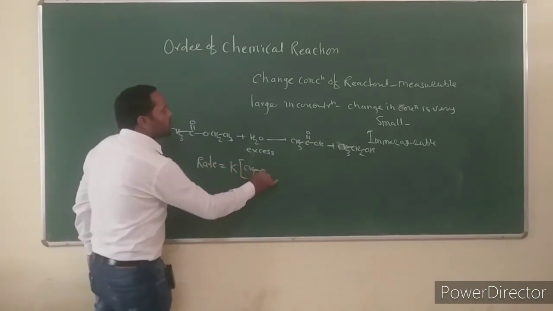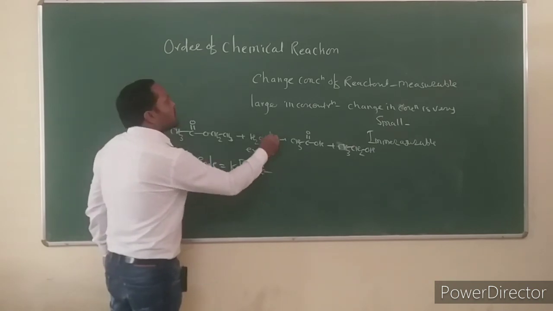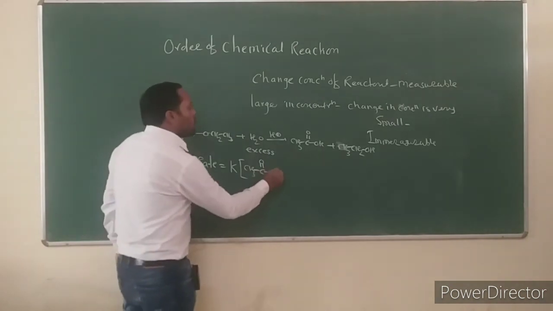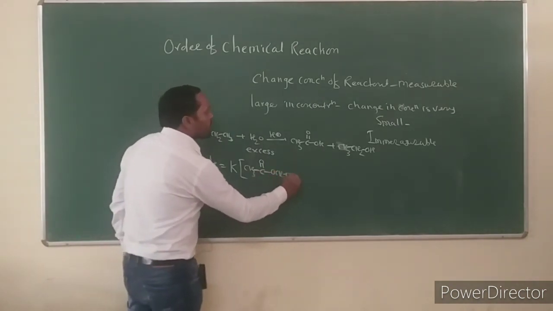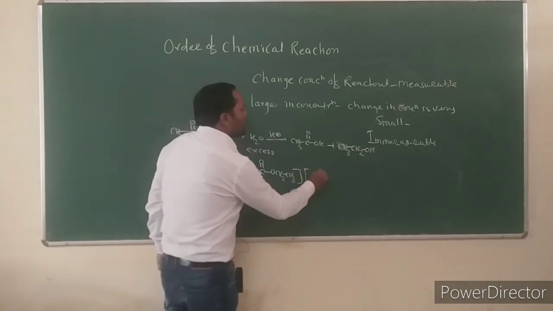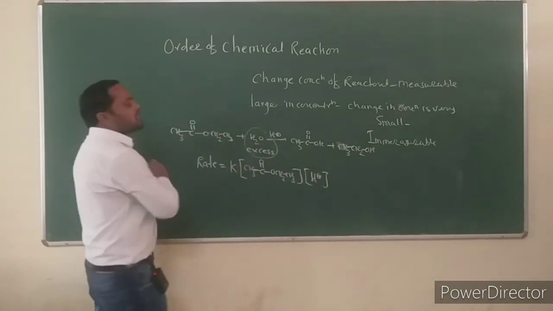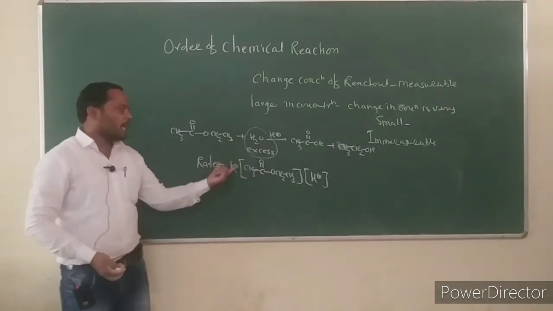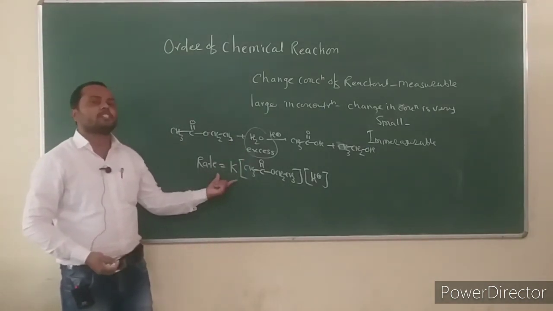Therefore, for this chemical reaction, the rate of reaction is K times the concentration of ethyl acetate. This hydrolysis is generally carried out in the presence of an acid catalyst. The rate also depends on the concentration of acetic acid and the concentration of the acid catalyst. So the concentration of water generally does not appear in the rate equation. For this chemical reaction, we can write the rate equation.